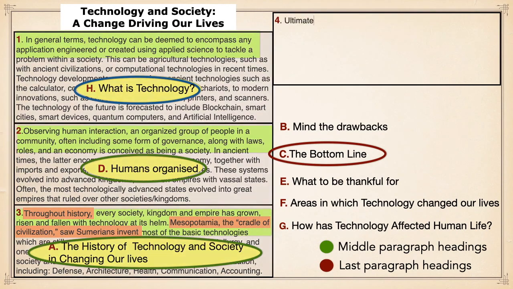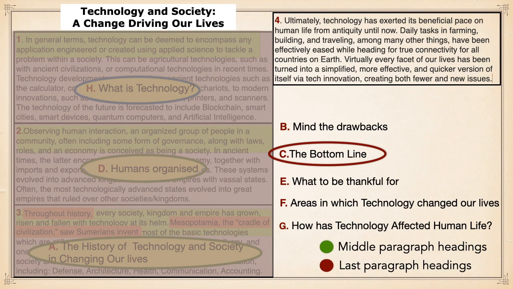Let's go now to our fourth paragraph. I'll read the first couple of lines to get the main idea, the summary. Now I'll read the headings. The first one speaks about drawbacks, obstacles. I can see the word beneficial, so heading B is not right here. Now, the next heading with the letter E talking about what to be thankful for can be correct because we are to be thankful for things which are beneficial in our lives.